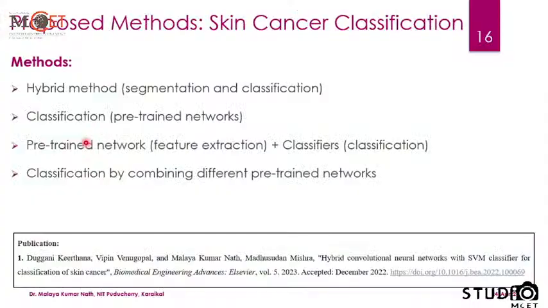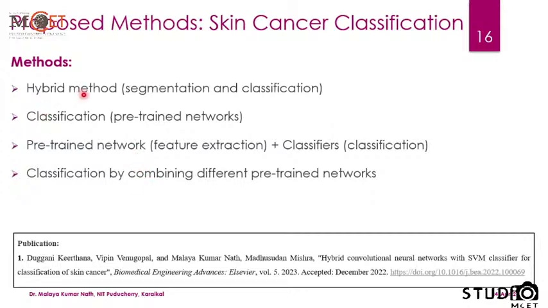So in this case, we have approached skin cancer detection in different ways. One approach is called the hybrid approach. Next is classification. Next, feature extraction with a pre-trained network, followed by classification, enabling different classification algorithms.